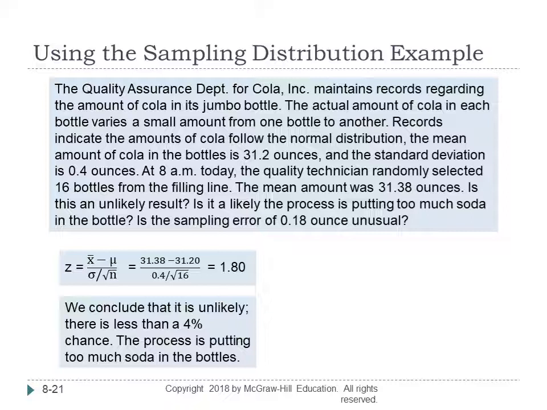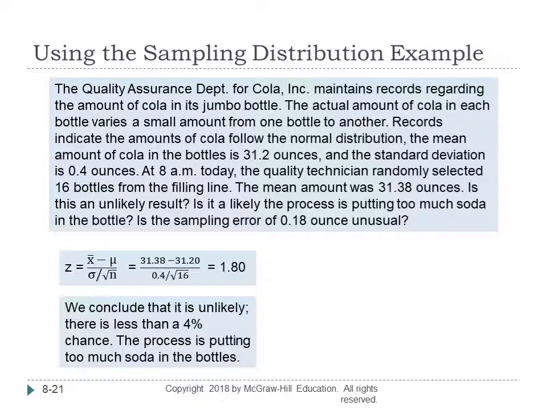But the question is, is this an unlikely result? Is this a reasonable result? Now remember, the population has a mean equal to 31.2. The sample of 16 bottles gave us a mean equal to 31.38. So we want to determine whether this is a likely mean for the sample, or is there something wrong with the machines? Is it likely that the process is putting too much soda in the bottle? Is the sampling error of 0.18 unusual?